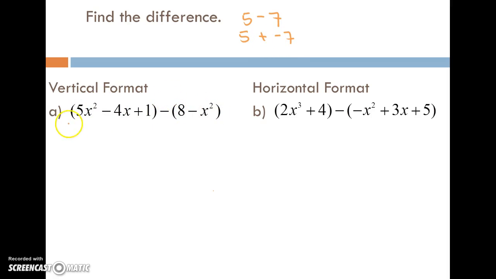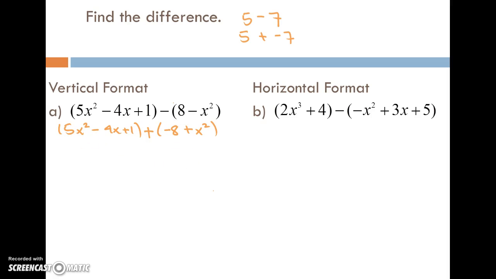So the first one will stay the same, 5x squared minus 4x plus 1, and it's already in standard form, which is nice. Now I'm going to add the opposite. Basically, you need to change all these signs. So this was positive 8, now it's negative 8. This was negative x squared, now it's positive x squared. Opposite, opposite. Done.